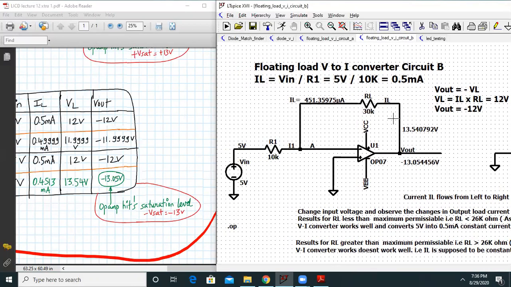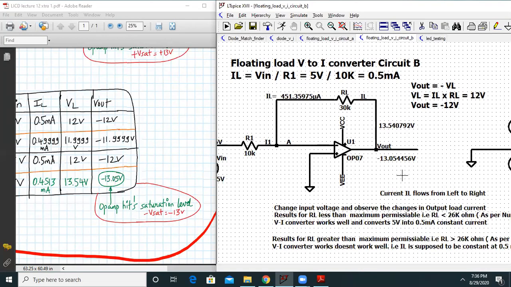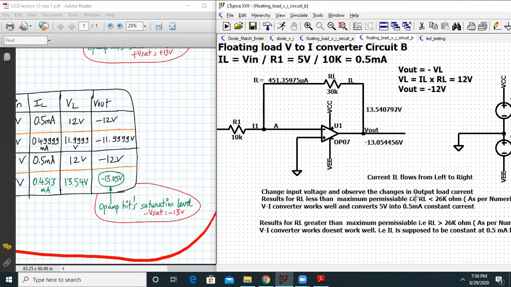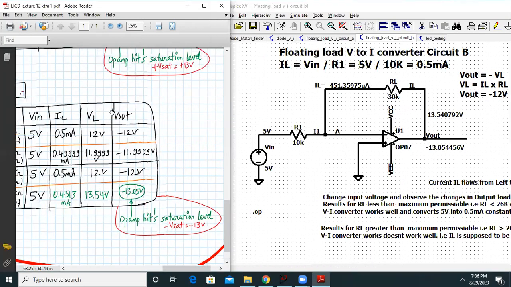And how did we get that VL? VL is basically the product of IL into RL. So you multiply this 30 kilo ohm with this 451 microamperes, and you will get this number. That means if we don't keep the value of RL right, if we keep it greater than 26 kilo ohms, the V2I converter doesn't work. It doesn't convert this 5 volts into a constant 0.5 milliamperes.